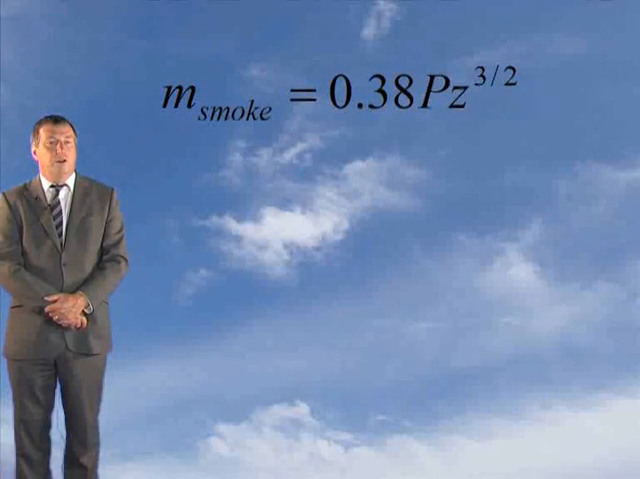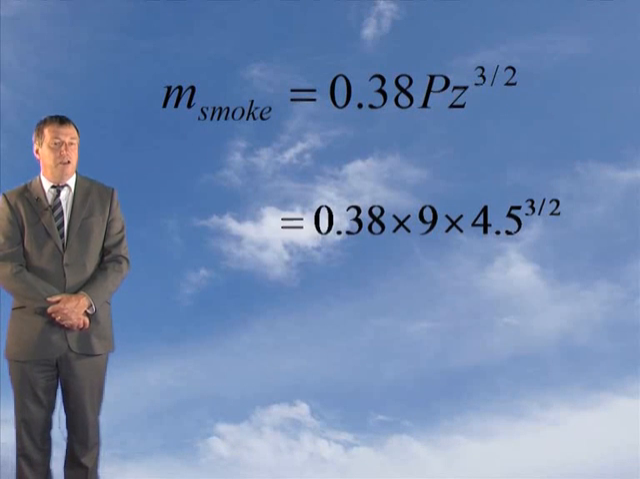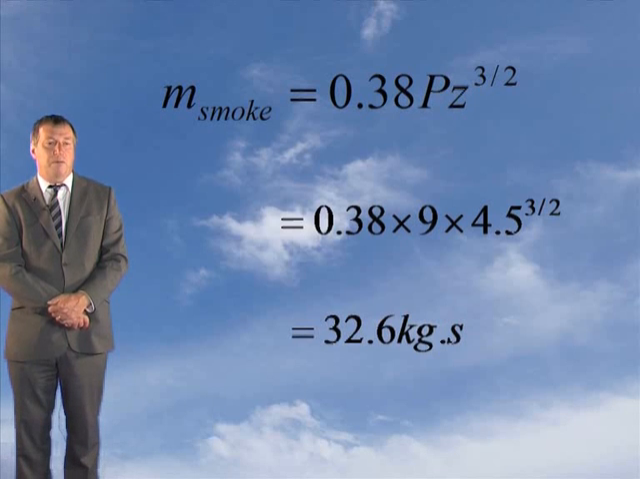Using this model will give us m equals 0.38 times 9, that's the appropriate perimeter for a fire in a retail premises with quick response sprinklers, times 4.5, which is Z, the height of rise, or the clear layer height technically, raised to the power 3 over 2. Evaluating this gives us the result 32.6 kilograms per second.